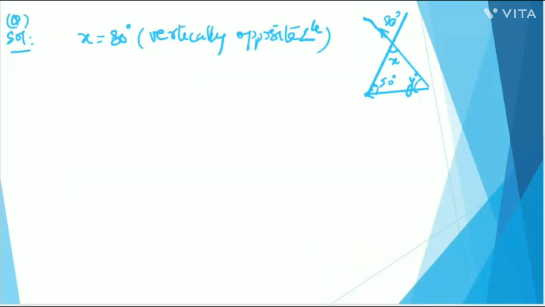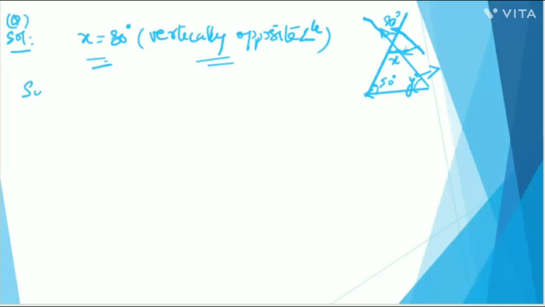The next example is, in this triangle, this angle is given, this is 80 degrees. We have to find this angle, x, and then y. How we are going to solve this? This angle is equal to 80 degrees. This angle and this angle, both are vertically opposite angles. So x is equal to 80. We have the value of x now. Now we have to find the value of y.